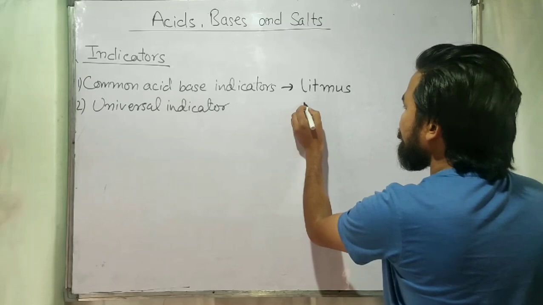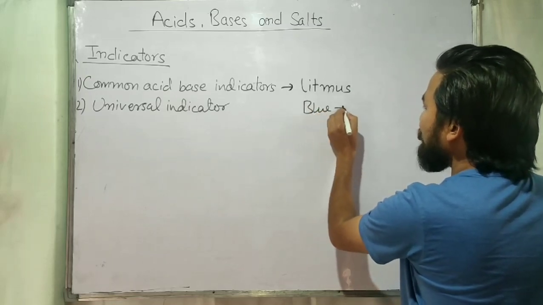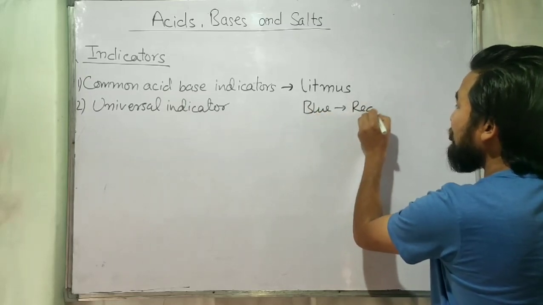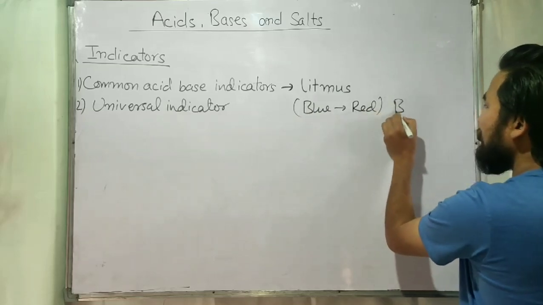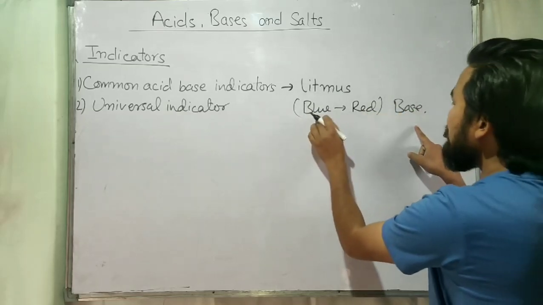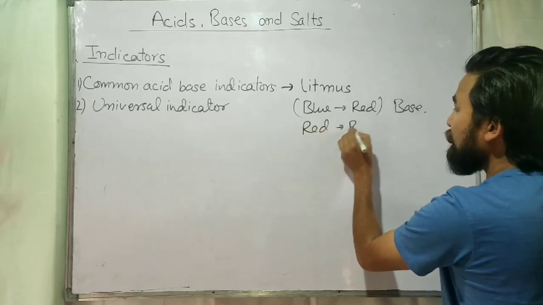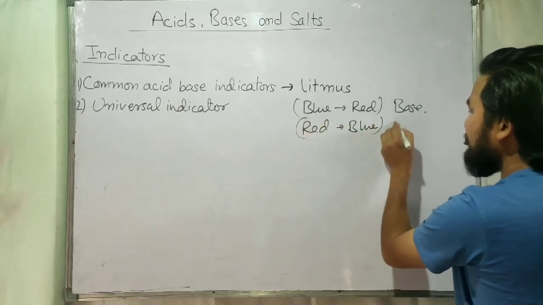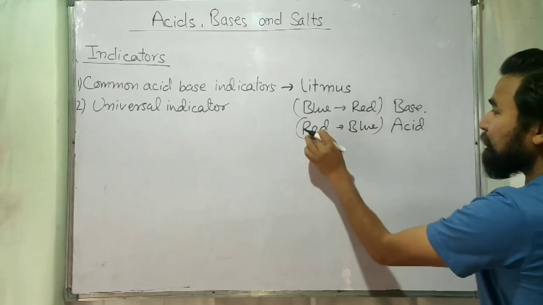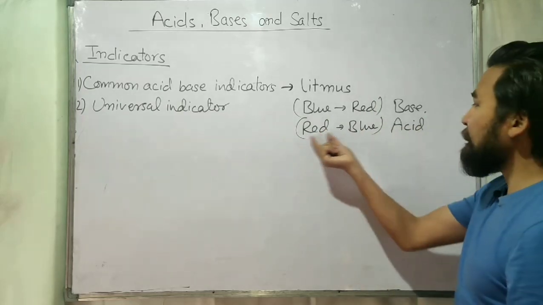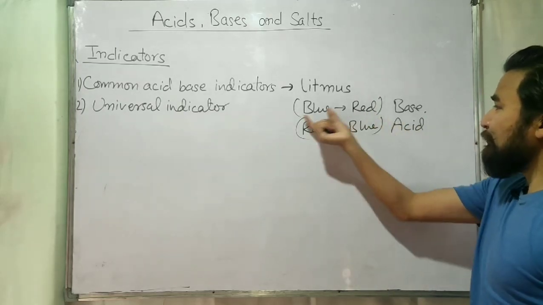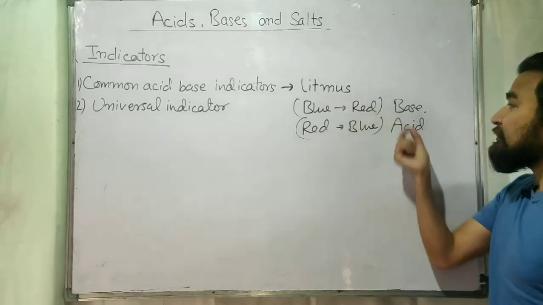So litmus, blue litmus turns red with base. So remember, base turns blue litmus red and acid turns red litmus blue. So if red litmus turns blue, it is acid. If blue litmus turns red, it is base.